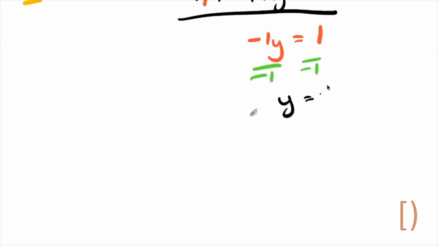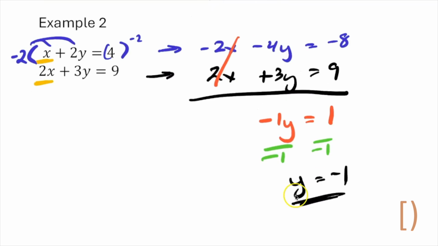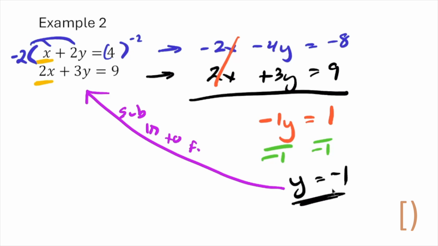And we get y equals -1. Now we're not done. We still have to find our x. So remember, when you want to find your x, just like substitution or elimination, you always have to go back and substitute the variable you found in. Sub in to find x.